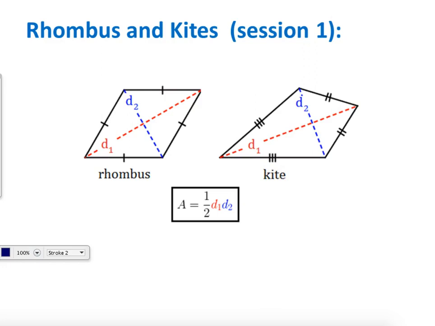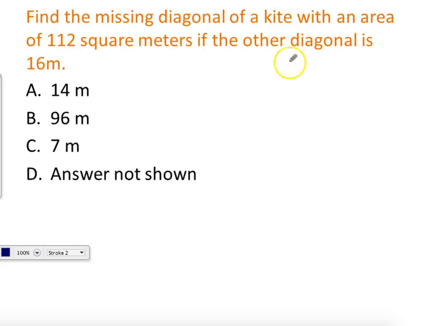I'm going to go on to the next slide, so make sure you have this written down in your math notebook. All right, now that we know the area of kites and rhombuses is 1/2 diagonal 1 times diagonal 2, let's use that to answer this problem. It says find the missing diagonal, so we're finding one of our D1s or D2s. Missing diagonal of a kite. It has an area of 112 square meters, and the other diagonal is 16 meters.